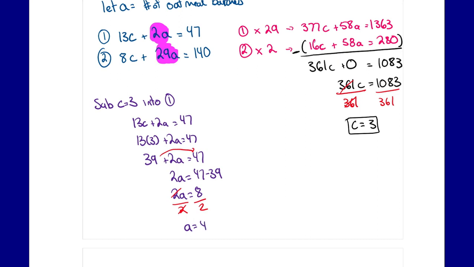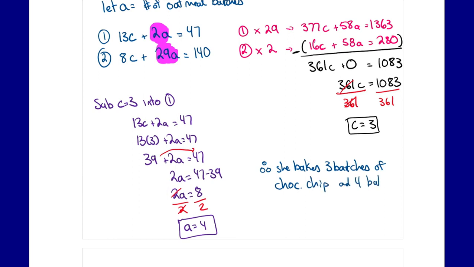A is equal to 4. So that means that there are 4 batches of oatmeal cookies. So therefore, she bakes 3 batches of chocolate chip and 4 batches of oatmeal.